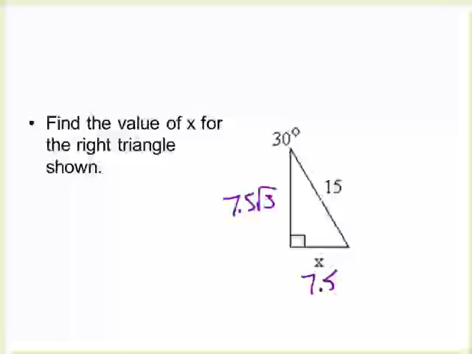I said no decimals. 7.5 I'm fine with because that's clean. I didn't do any rounding or cutting off there. So that's fine. But something like a square root would be a really ugly decimal. So I don't want ugly decimals. But 0.5s, 0.25s, those things are okay.